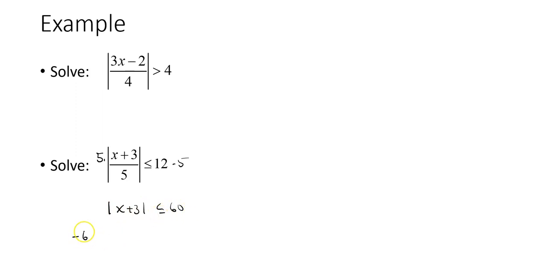Well, that's a case of it's got to be between negative 60 and 60, because it's an and. Subtract a 3 from everything, so I get negative 63 is less than or equal to x, less than or equal to 57, and there's my answer.